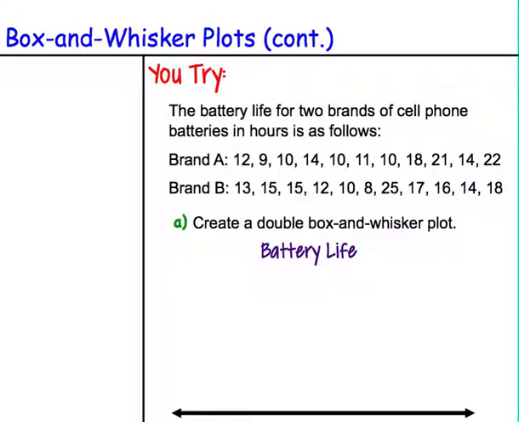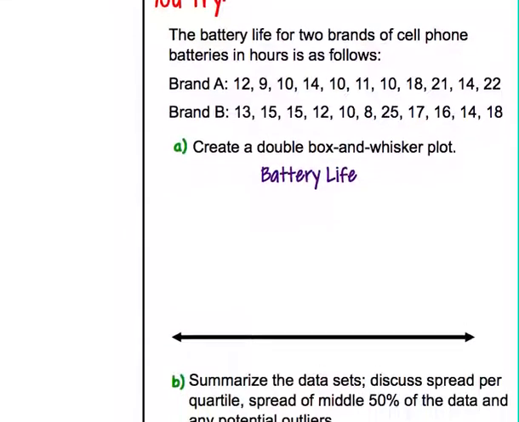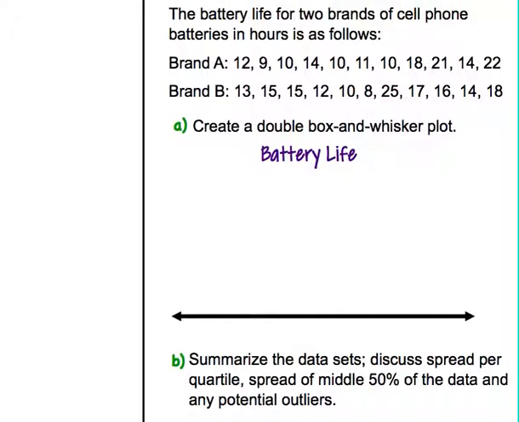Now what you need to do is take this battery life of two brands of cell phone batteries, as follows. You need to create a double box and whisker plot, so you're going to have to create a 5-number summary. And then once you create the double box and whisker plot after you find your 5-number summaries, I want you to summarize these data sets, discuss the spread per quartile, the spread of the IQR of the data, and any potential outliers, and bring your questions to class.